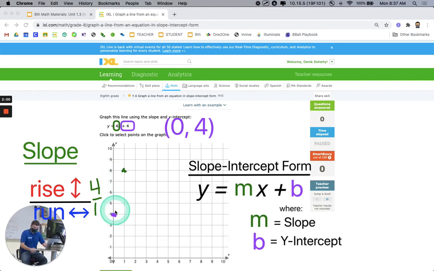Once I have 2 points, I have everything I need for my line. I'm just going to go ahead and click one data point there on the purple, another on the green, and there's that linear relationship.